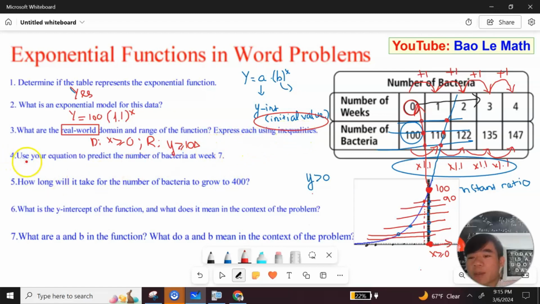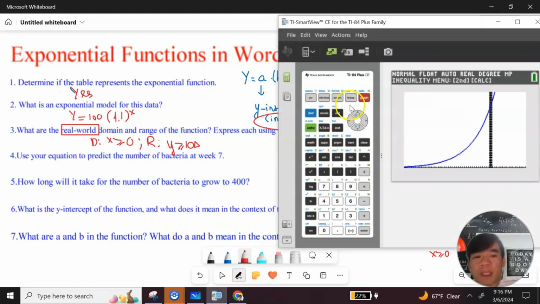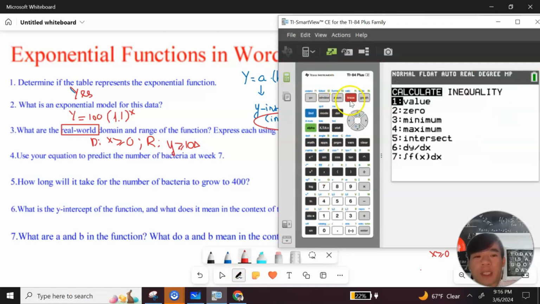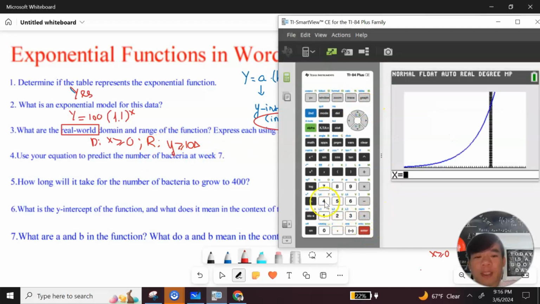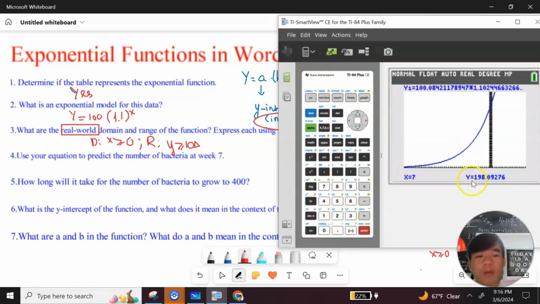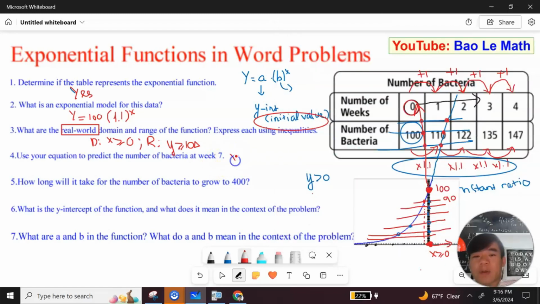Using inequality. Now, number 4, use your equation to predict the number of bacteria at week 7. Let me bring up the calculator right here. You hit second, choice. Now you need to find the y value when x equals 7. So you hit number 1 right here, value, and you hit 7. x equals 7 right here. Hit enter. y equals 198. So roughly y equals 198. That's the number of bacteria at week 7.